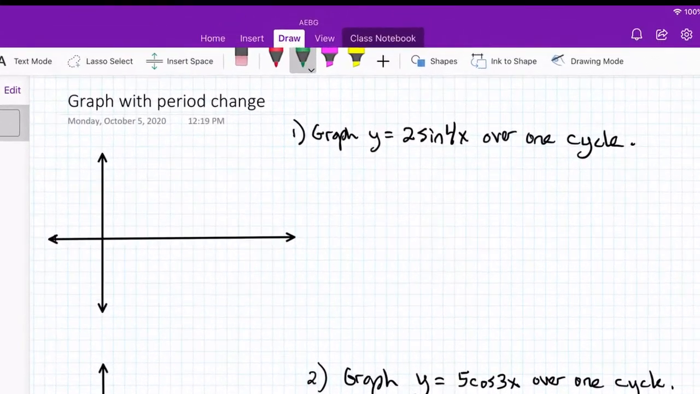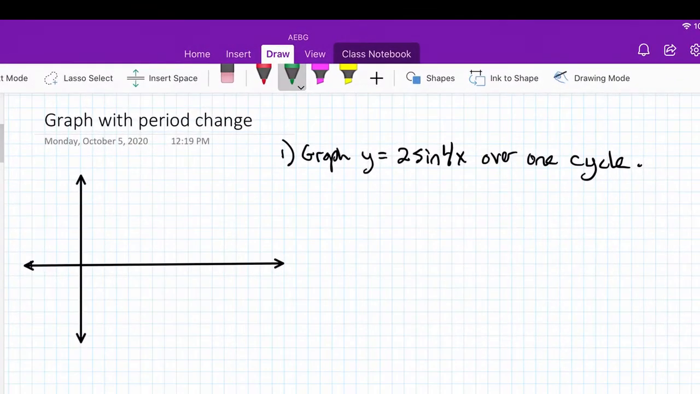Graph y equals 2 sine of 4x over 1 cycle. All right, I'm going to start by labeling the y-axis with the amplitude. I'm going to go up 4 spaces and call that 2, and then I'll go down 4 spaces to call that value -2 on the y-axis. Now that I've done that, I am ready to start marking my x-axis.